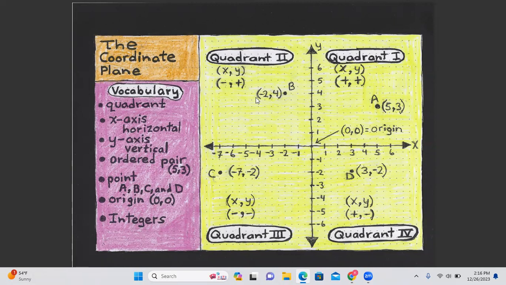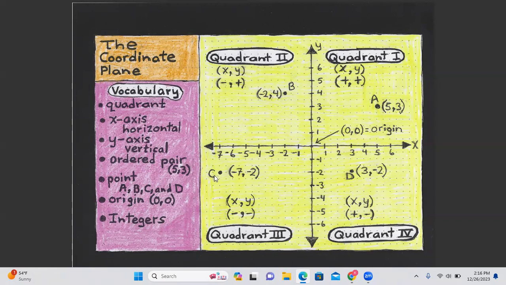Let's continue to travel counterclockwise to quadrant 3, in which x and y are both negative. X is negative and y is negative. Notice how it is in stark contrast to quadrant 1, which is positive, positive. Let's go back to quadrant 3.